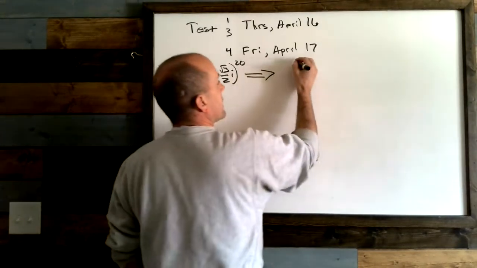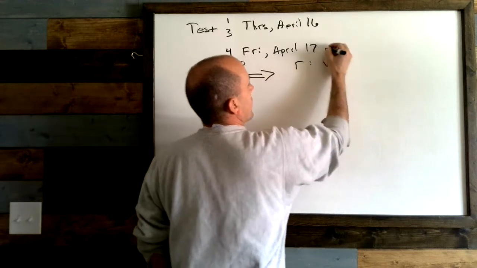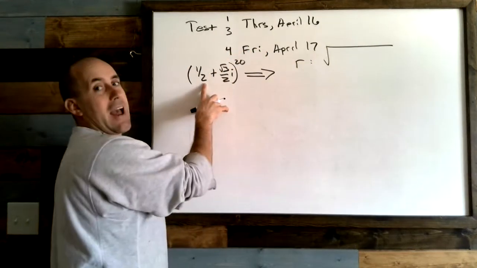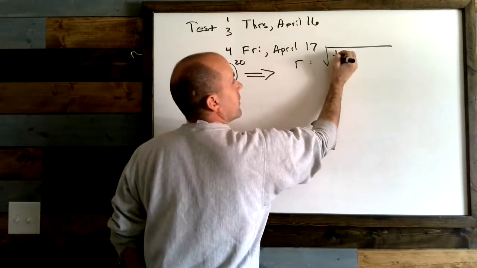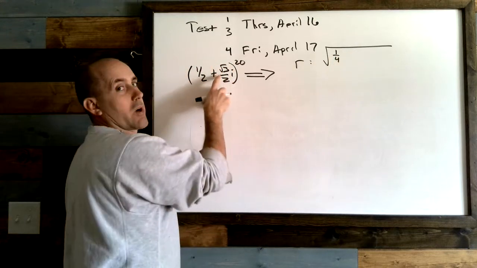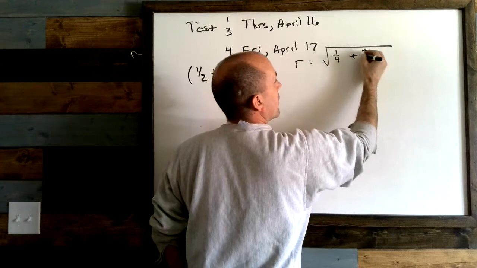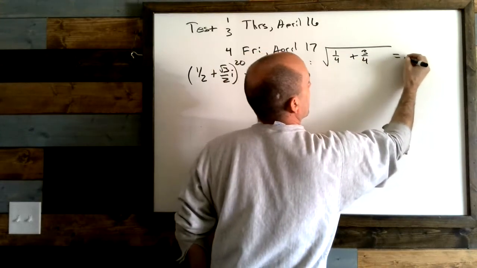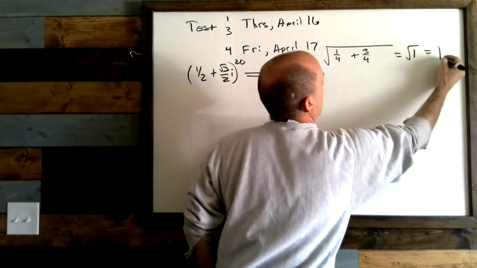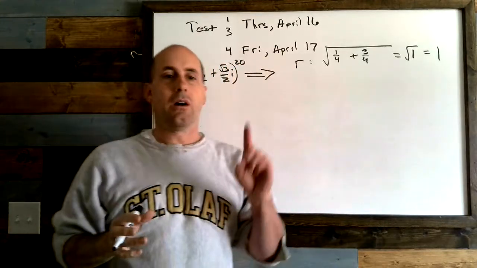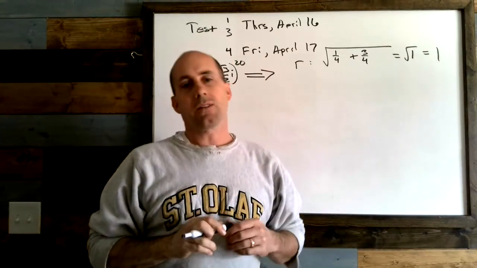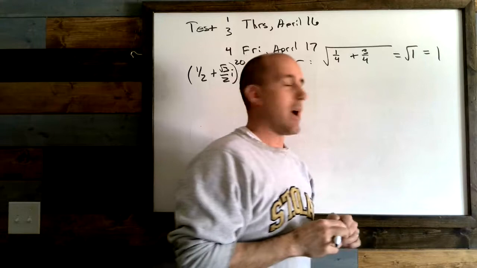So we need a radius value, which would be the square root of, if I square 1/2, I get a 4th. If I square the root of 3 over 2, I get 3 over 4. That gives me a result of 1. That's a nice r value to have. We're going to make great use of that.